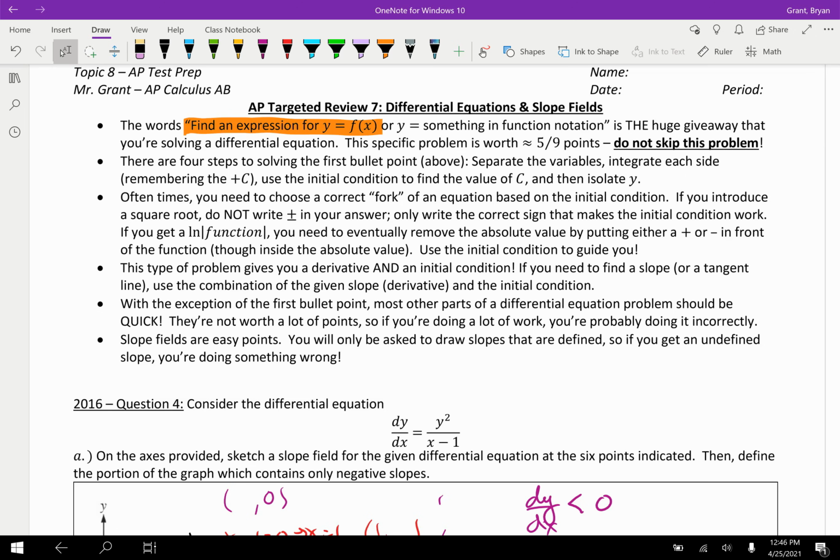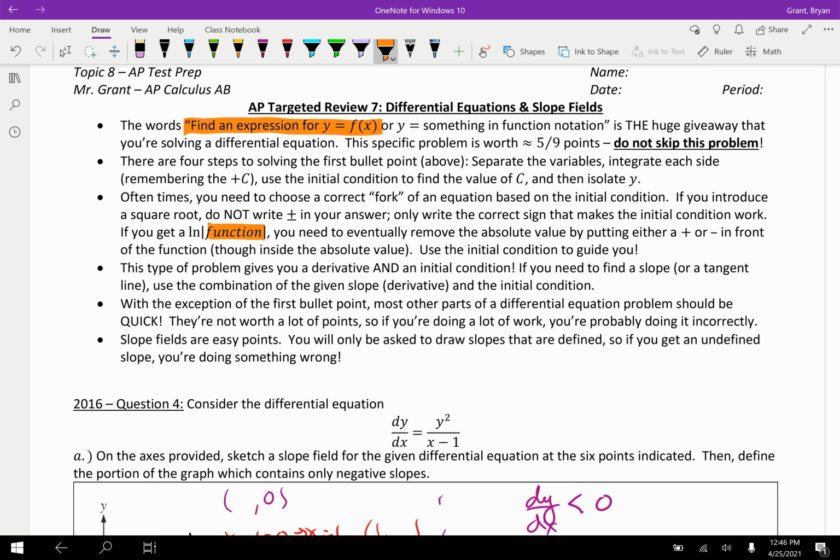Oftentimes, you'll need to choose a correct fork or branch of an equation. If you introduce a square root, don't write plus minus in your final answer. It's okay to do it before you do the initial condition. But once you've done the initial condition, then you need to choose the one that still makes your initial condition work. Same thing when you get natural log of the absolute value of the function. Eventually, you'll need to remove the absolute value. And you do that by either putting a positive or negative in front of this function that's right here. Use the initial condition to guide you.